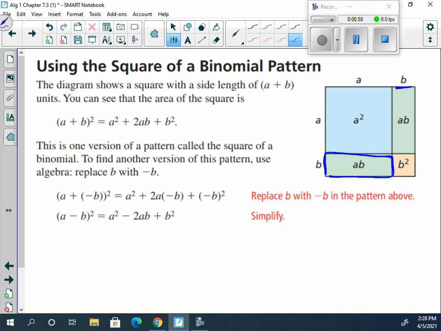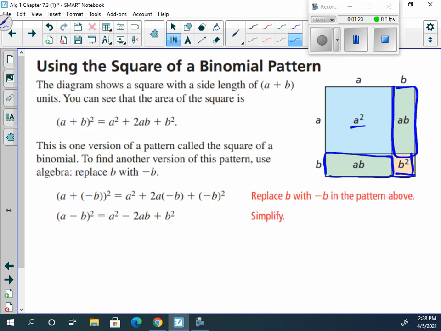Over here, again, we have b times a, which will give us an area of ab. And the last one is going to have a length of b and a length of b. So b times b is b squared. Now, if we want to find the overall area, we can add those together. I have a squared by itself and b squared by itself because neither one of these are like terms, because they're not the same.